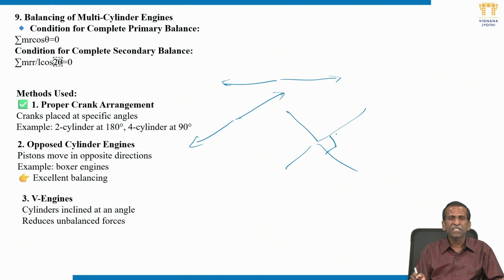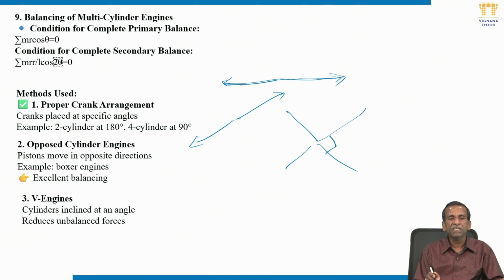So then it is possible to balance the primary forces. In the case of opposed cylinder engines, the pistons move in opposite directions, for example boxer engines. There we can have excellent balancing. In V engines also, cylinders inclined at an angle reduce unbalanced forces. These are the types of arrangement of cylinders such that the cranks make an inclination with each other.